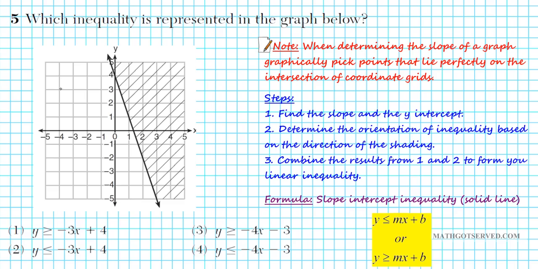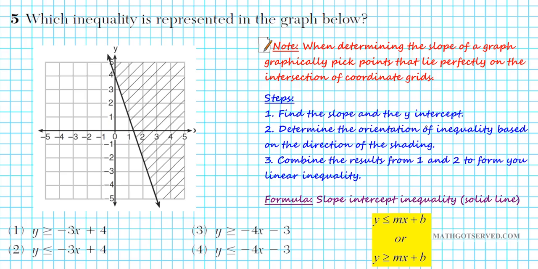Okay, what am I saying? This is a point that lies on the intersection of the coordinate grids. So you want to pick a point on the line that lies on the intersection. Like, let's say you have a point there that lies on a line. That's no good. Okay? So that helps you have whole numbers to work with in your computations.